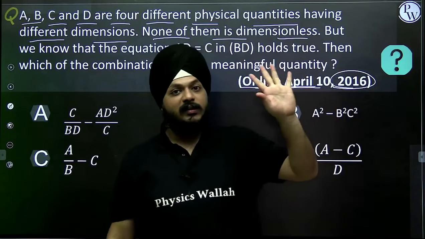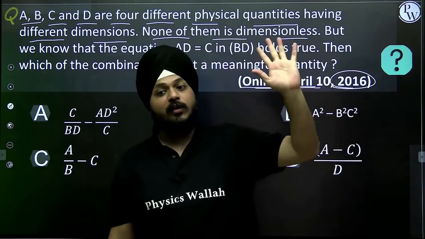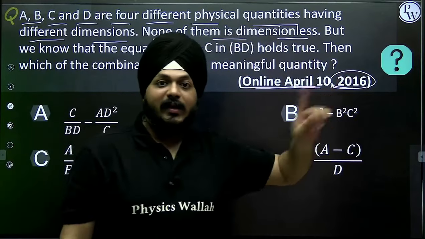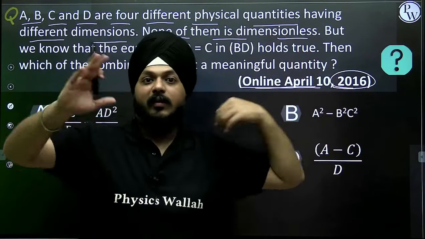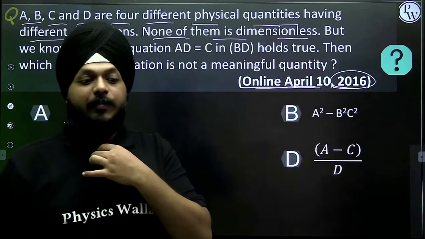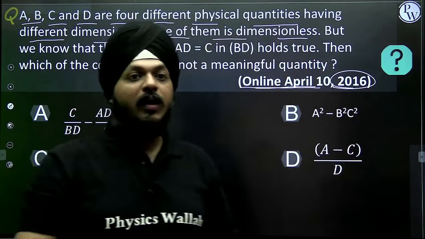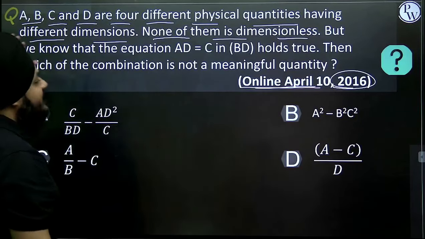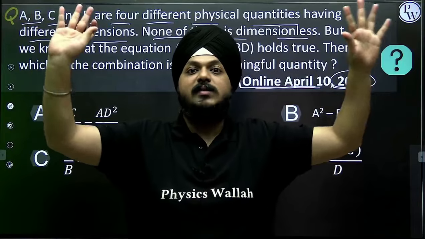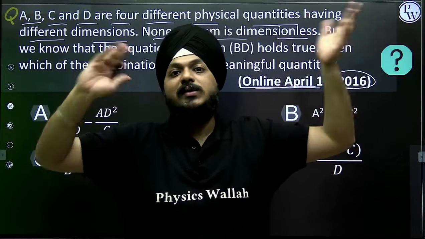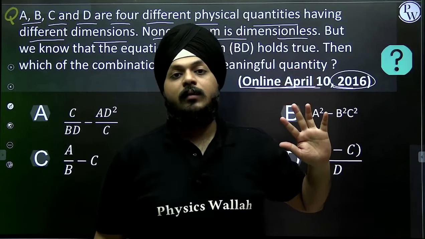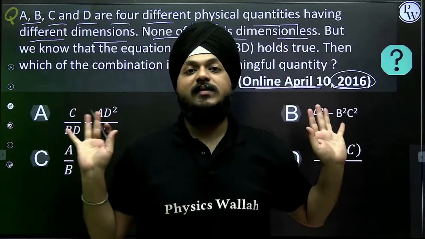Question asked in 2016. We are going to solve it with the question solving approach, right? Whatever we are studying right now, there are already questions of this kind, so the question solving approach will be quite helpful along with the basics. A, B, C, D are four physical quantities having different dimensions. It means the dimensions of A do not match B, nor C, nor D, and none of them is dimensionless.